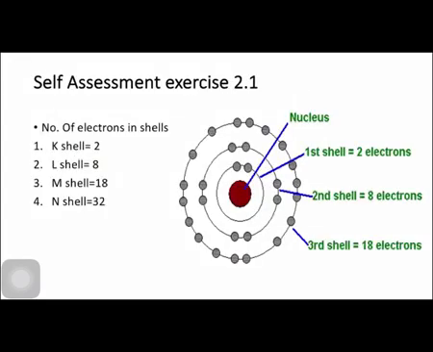Next is the self-assessment exercise 2.1. Before doing this, let me tell you that each orbit has a maximum limit for the number of electrons which it can hold. We can represent the shell with letters K, L, M and N. K is the first shell and it can hold maximum 2 electrons. L is the second shell and it can hold maximum 8 electrons. M is the third shell and it can hold maximum 18 electrons. And if we have a fourth shell over here, then it can hold maximum 32 electrons, and so on.